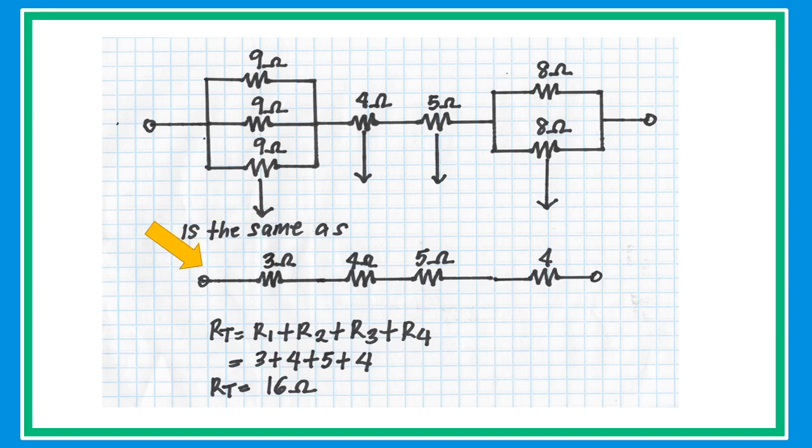Then the circuit is now a simplified series circuit, and in a series circuit the formula is RT equals R1 plus R2 plus R3 plus R4 and so on. Then substitute the value. After that, just simply add the individual resistors to get the equivalent resistance of 16 ohms.